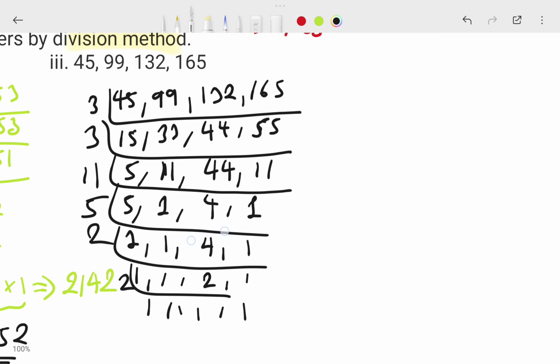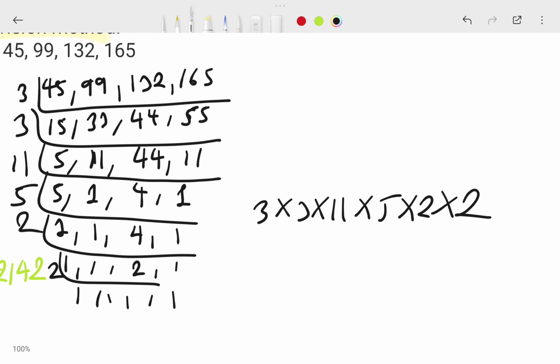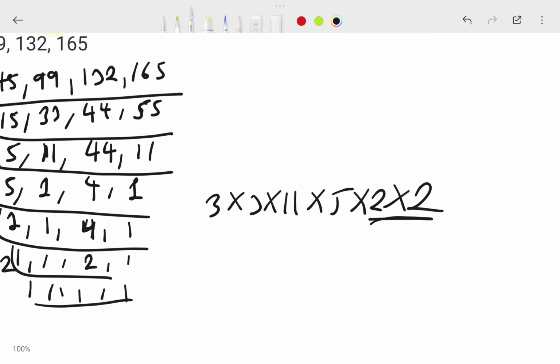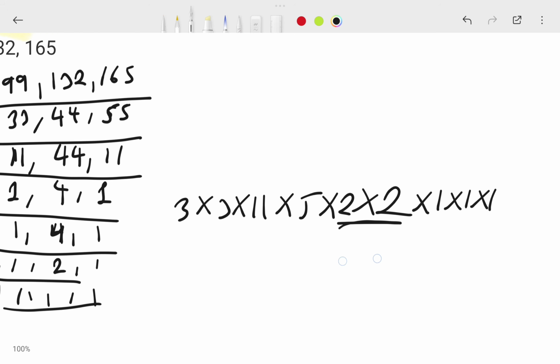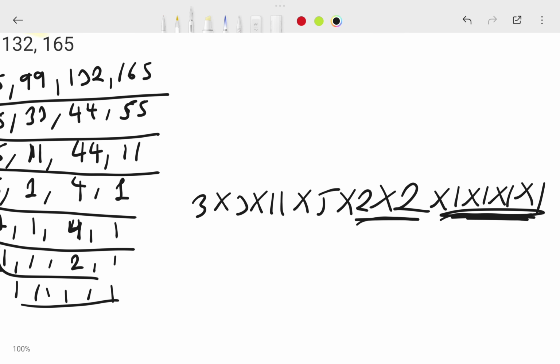Okay, over. Now what we can do is multiply these: 3 cross 3 cross 11 cross 5 cross 2 cross 2. If you don't do this, you can do the 4 table directly also. 4 ones are 4. If you multiply 2 cross 2, that is 4 only. So you can do the 4 table also, but leave it like that, it is not a worry. This is 1 cross 1 cross 1 cross 1. You don't need to write 1 because your value will be the same, nothing will change.